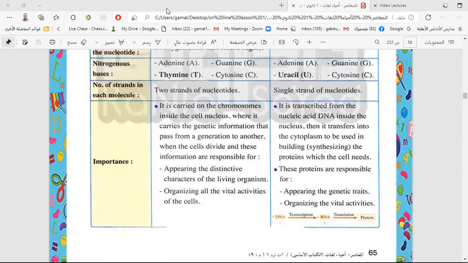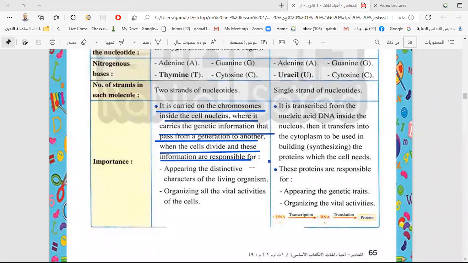Also, the function of DNA: it carries the hereditary traits. It carries the chromosomes inside the nucleus of the cell. It carries the genetic information that passes from one generation to another. When the cell divides, the information passes with the chromosomes from parents to offspring. So it is responsible for the appearance of the hereditary traits.